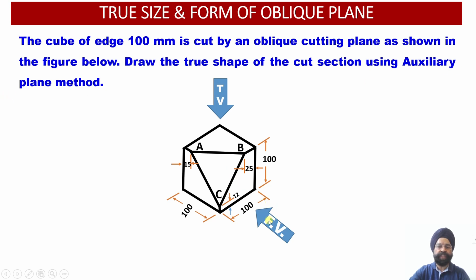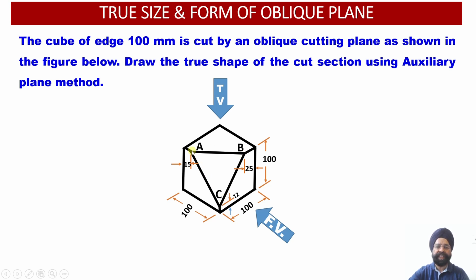Now to begin with, we are going to draw the front view of this solid, that is the cube, after the cutting has been done. Similarly, we are going to draw the top view of the cut solid, and thereafter we will see how different principles of rotation of line and the auxiliary plane principles we are going to apply in order to obtain the true shape of this cut section.